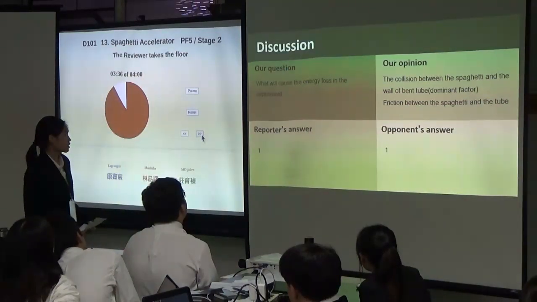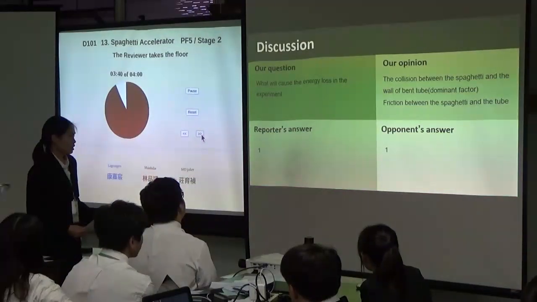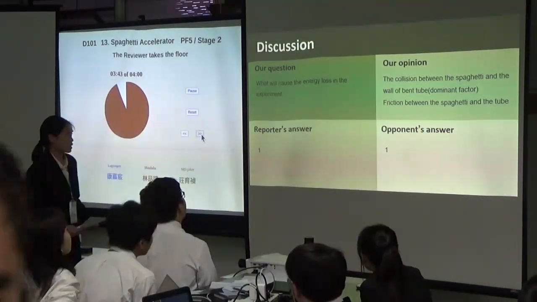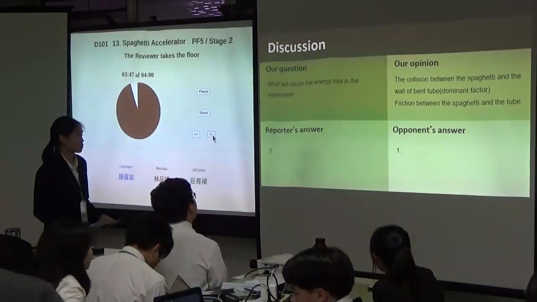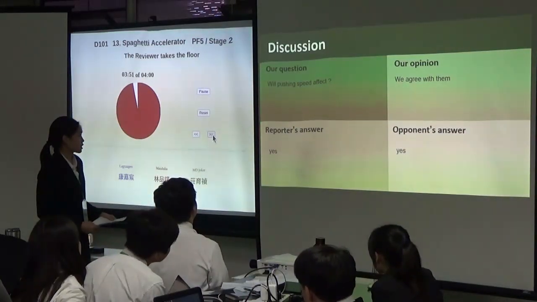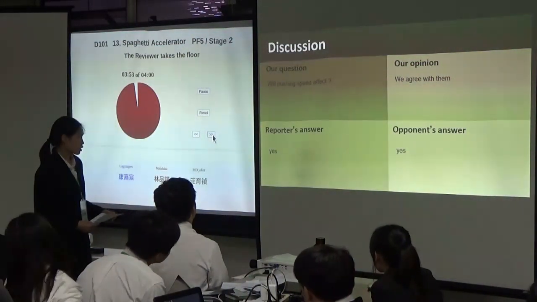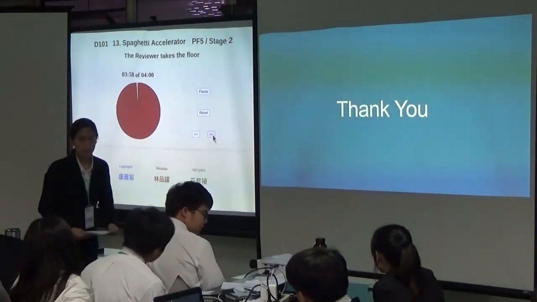And what will cause the energy loss in the experiment? Our opinion is that the first one is the collision between the spaghetti and the wall of the bend tube. And the second one is the friction between the spaghetti and the tube. And next, will the pushing speed affect the result? The reporter and opponent both said yes, and I agree with them. Thank you.